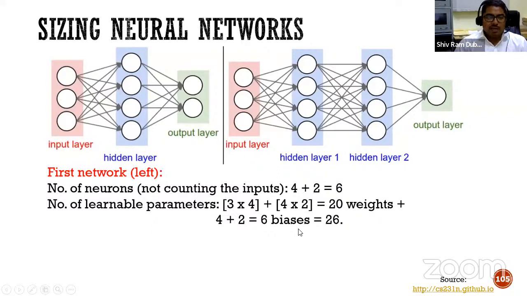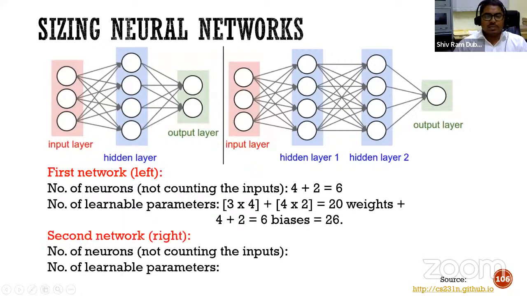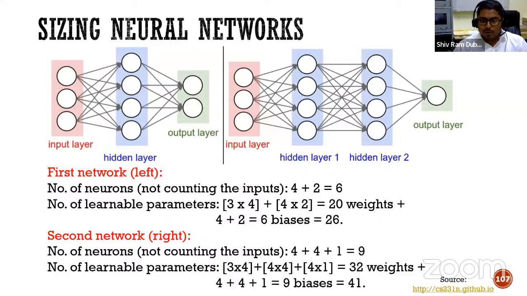Computing the number of biases is very easy. That is exactly the same as the number of neurons we have. Similarly, we can compute for the second one also. I'm not going to compute in detail, but it comes to 9 neurons, and the total number of parameters will be 41.